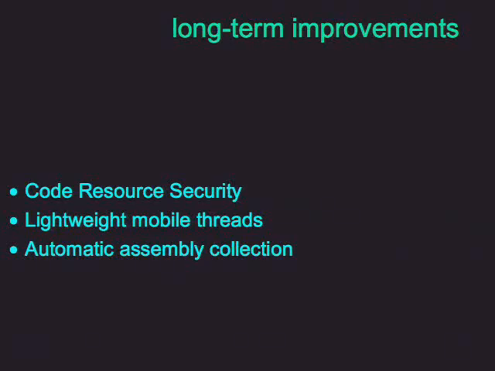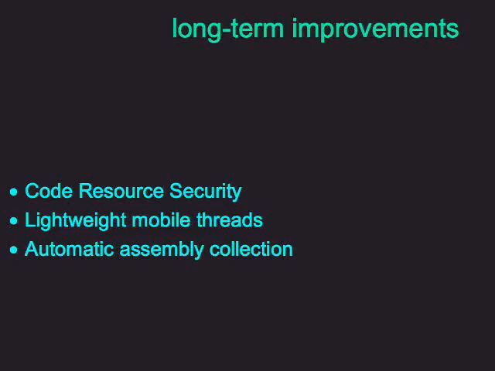So long-term improvements. Build code resource security. It's not enough to be able to say what code am I allowed to run. If you want to build sandboxes out of the CLI, you need to be able to say, this piece of code is allowed to call these methods and these assemblies, but it's also only allowed to use this much memory, or it's only allowed to call this stuff this amount of times. It's only allowed to have this amount of CPU. So if you want to build sandboxes, you need to limit the resources used by code as well as limiting what the code can call.